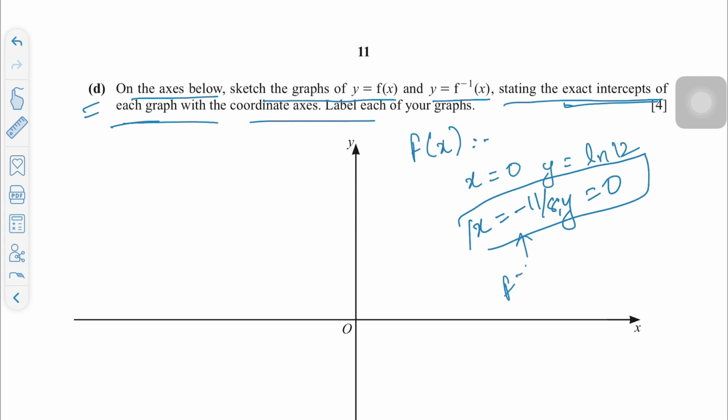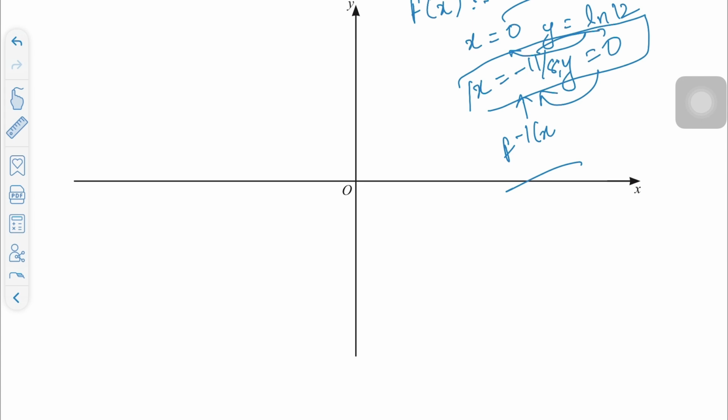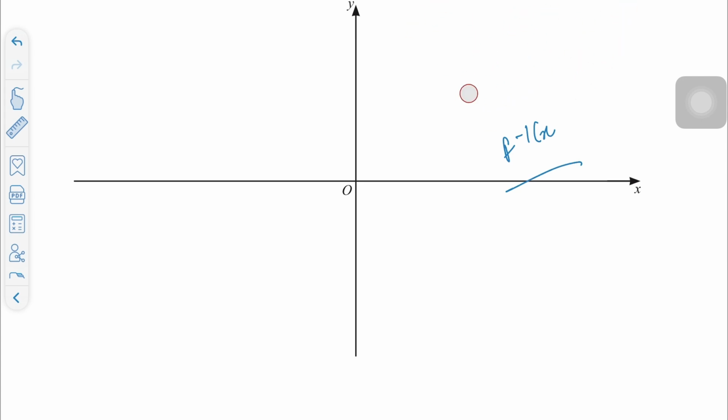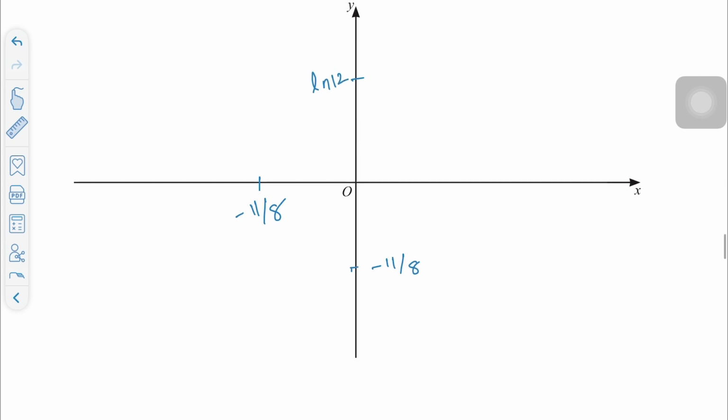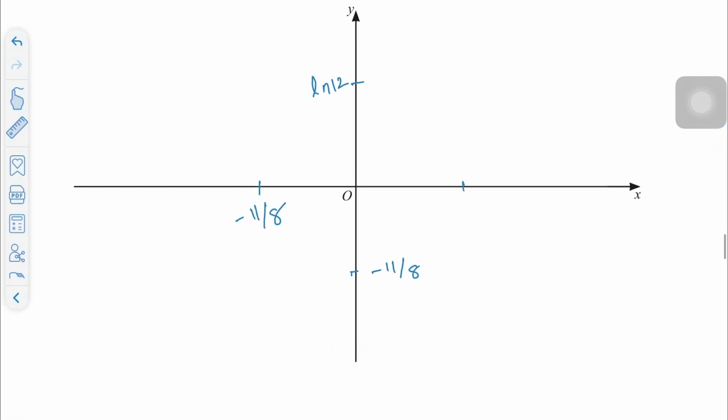Now in f inverse x, what happens is y and x are flipped, basically, nothing more, right? So this is our final working. You can do it on your rough paper as well. Now let's just plot it first. So let's just suppose this is negative 11 over 8, and we have negative 11 over 8 over here, and we have ln 12 over here. Let's just suppose this, right?